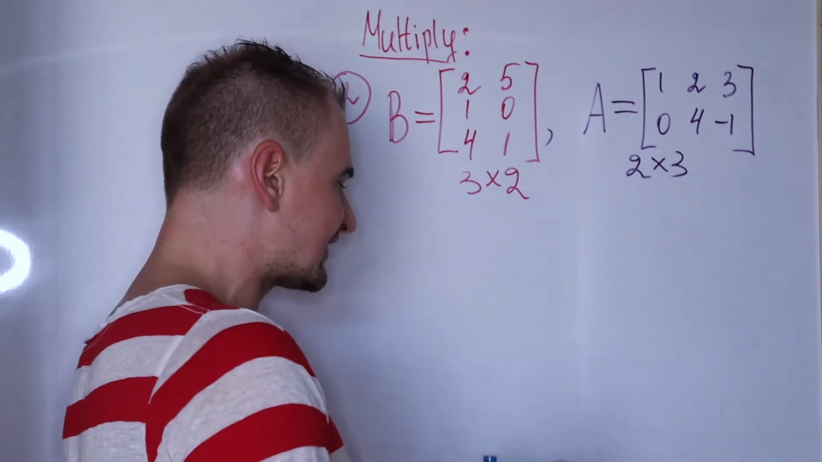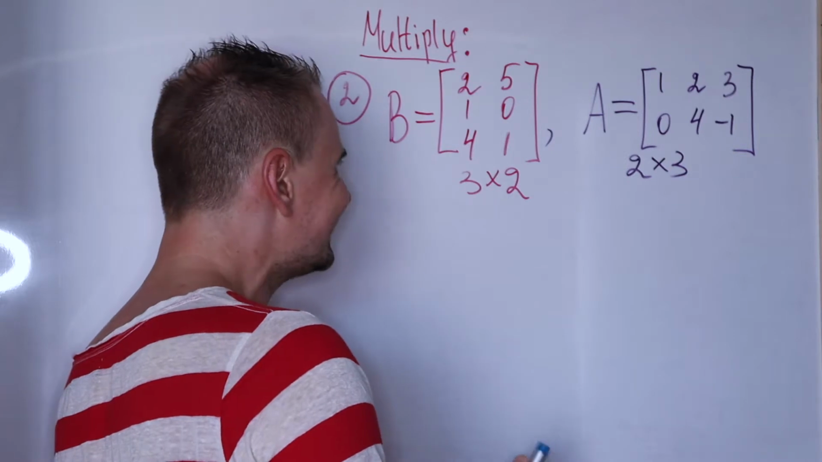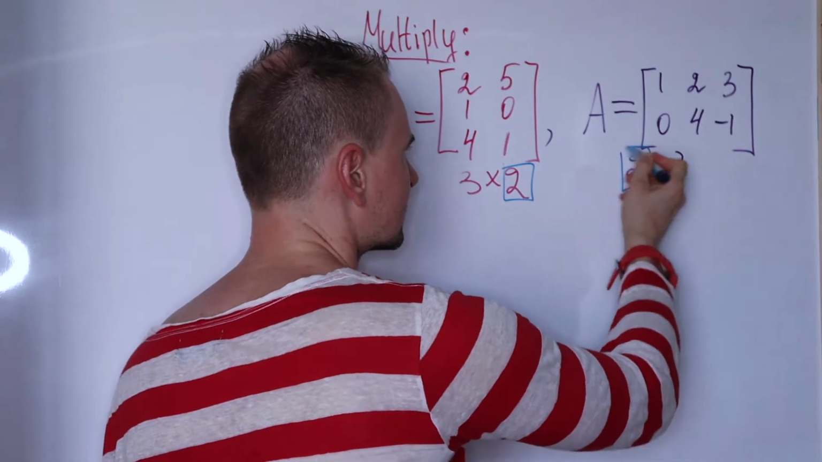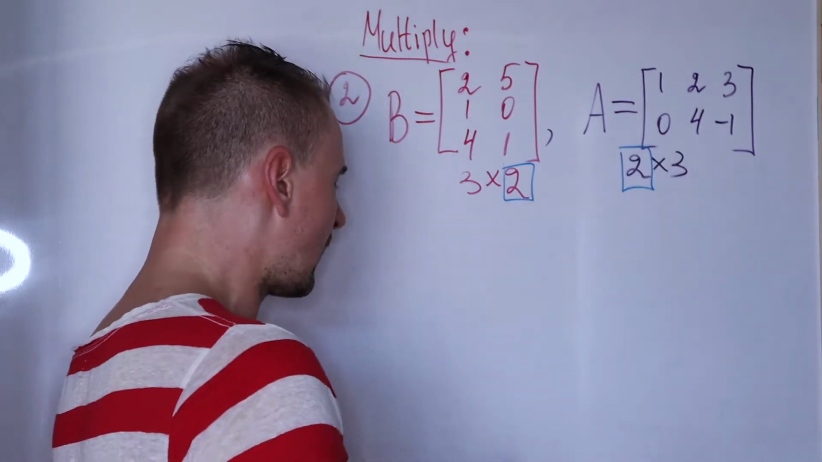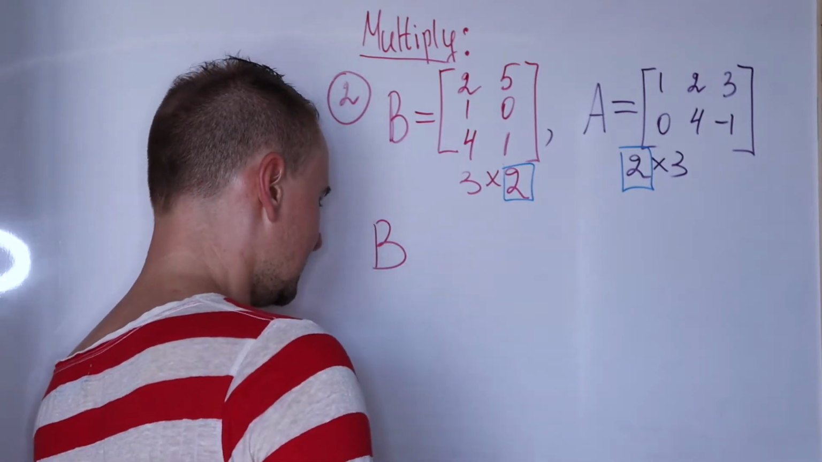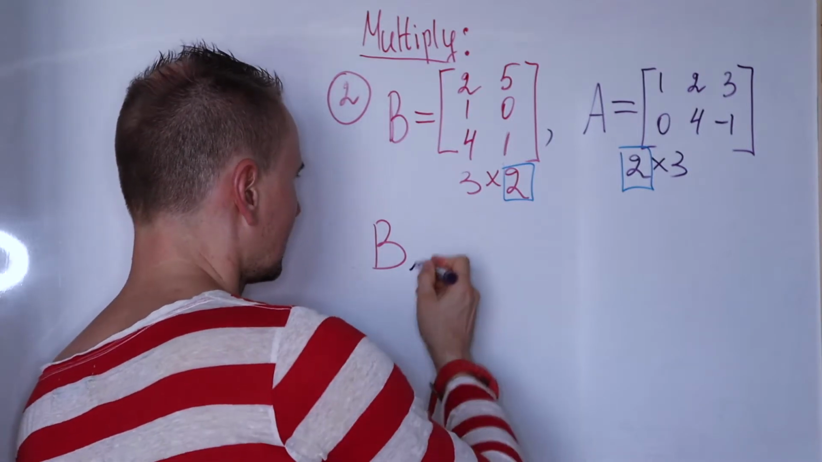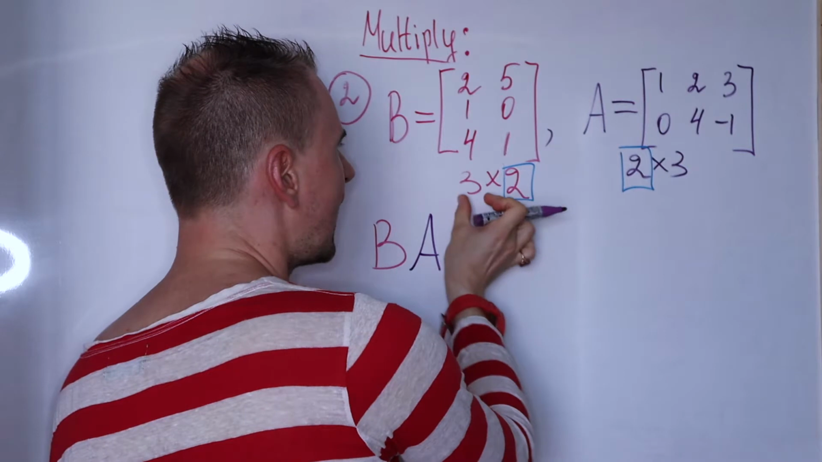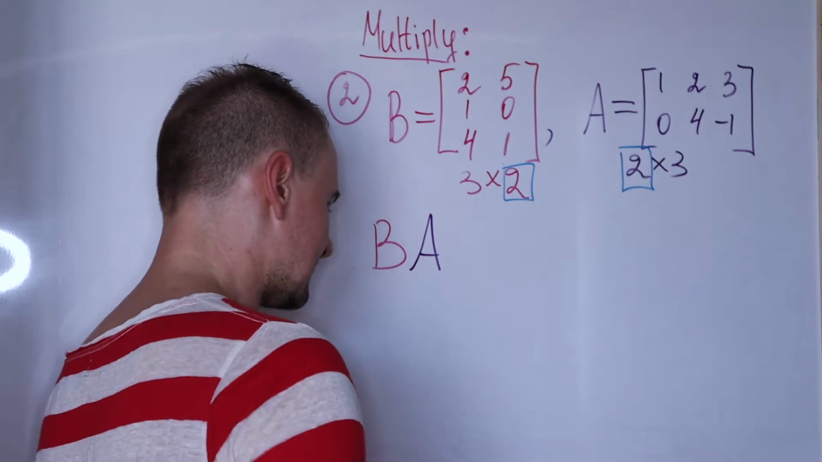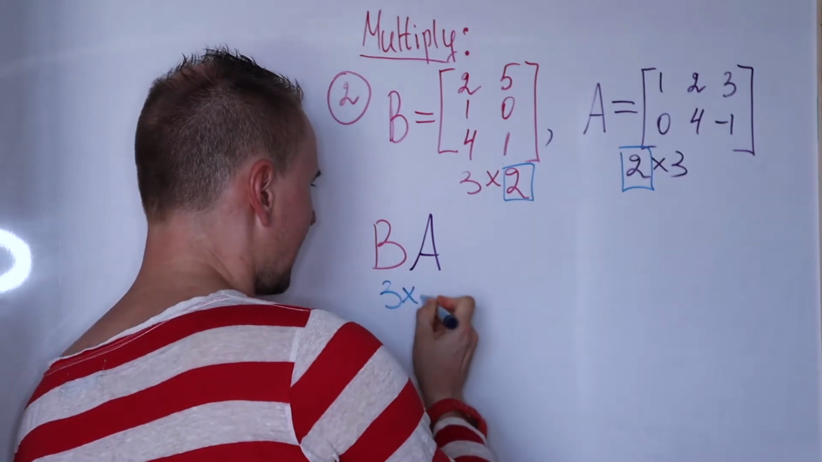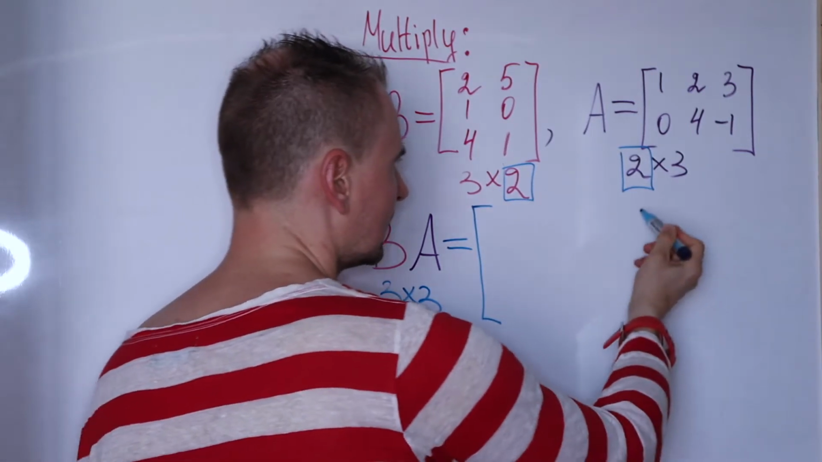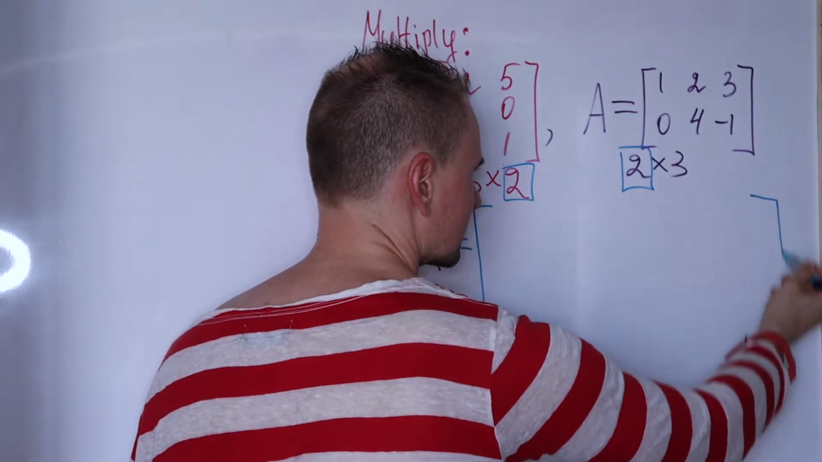So the product does exist, since these inner numbers are the same, 2 equals 2. And the size of their product, B times A, can be defined by taking these outer numbers, which is 3 by 3. So the size of their product is 3 by 3. So go ahead and find their product. It's going to be kind of a large matrix, so I need a space.